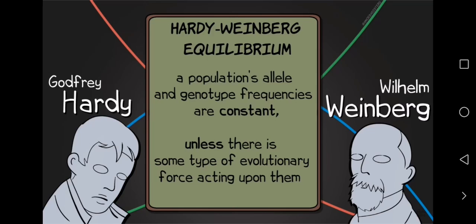Hi, good day. In this video, we will be talking about an important equation when it comes to determining if a certain population has differences in genetic manifestation. This is the Hardy-Weinberg Equilibrium Principle. The Hardy-Weinberg Equilibrium Principle, made by Godfrey Hardy and William Weinberg, states that a population's allele and genotype frequencies are constant unless there is some type of evolutionary force acting upon them.